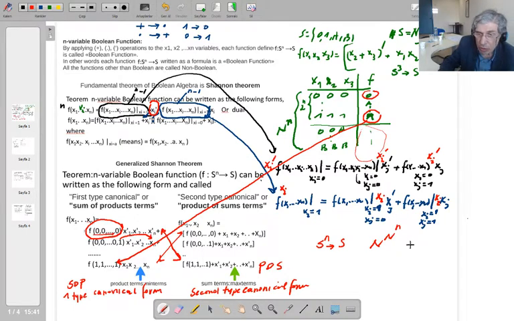So 2 to the power 2 to the power n is the number of Boolean functions that you can write. If you subtract this, you can find non-Boolean functions.